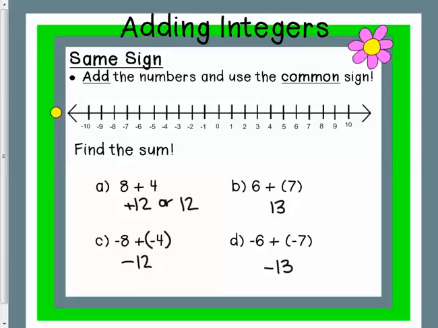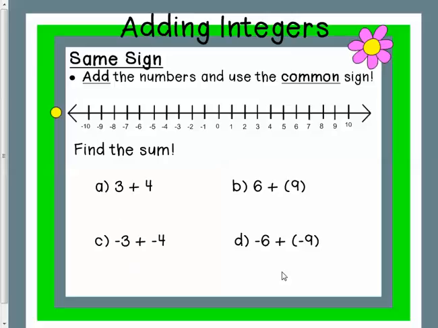Make sure you have those examples written down. Okay, now your turn. Find the sum of these for me, and I will be back in just a second to show you what I did. It's important that you use a red pen to check your work. All right, now unpause the video, and we are starting here.